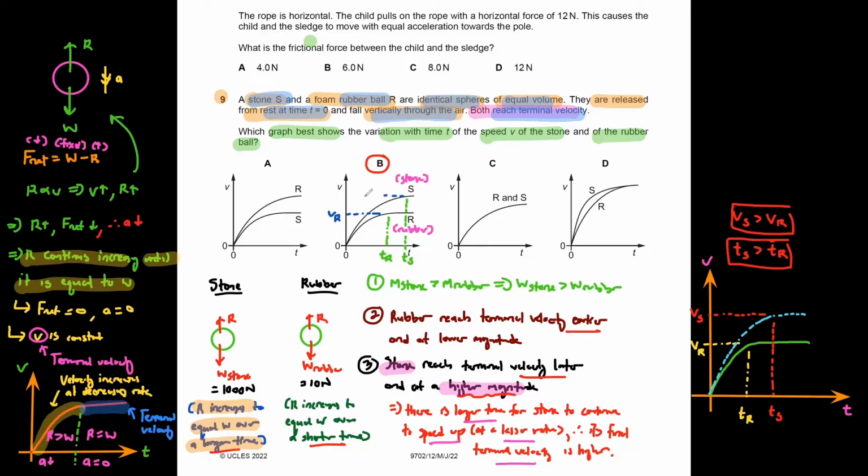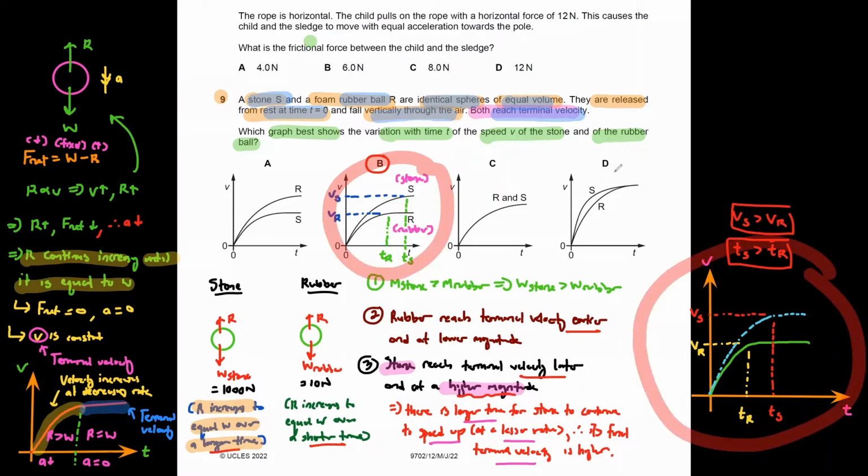As for the magnitude of the terminal velocities, for the rubber this is the magnitude. For the stone, this is the magnitude. You can see from here that this graph is exactly the same as this. All right. The rest of the answer choices are clearly different.